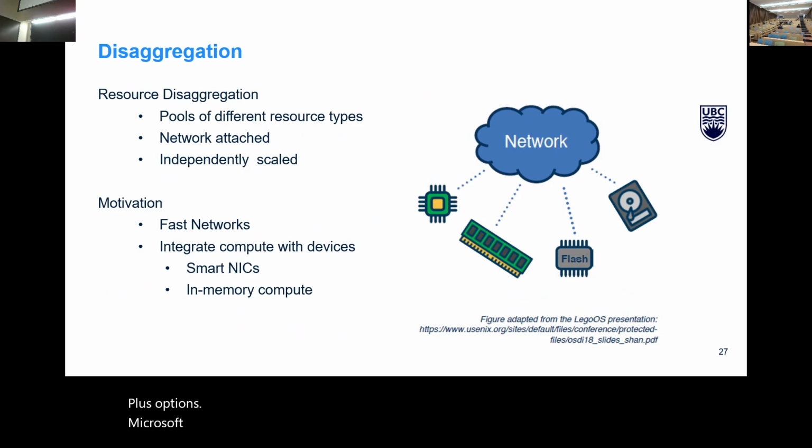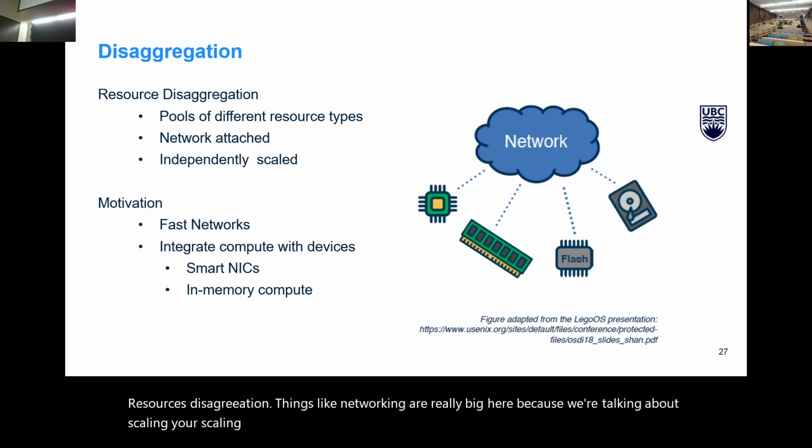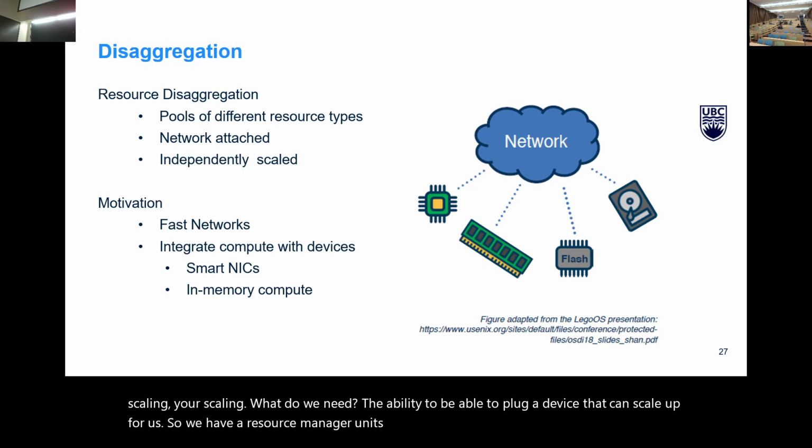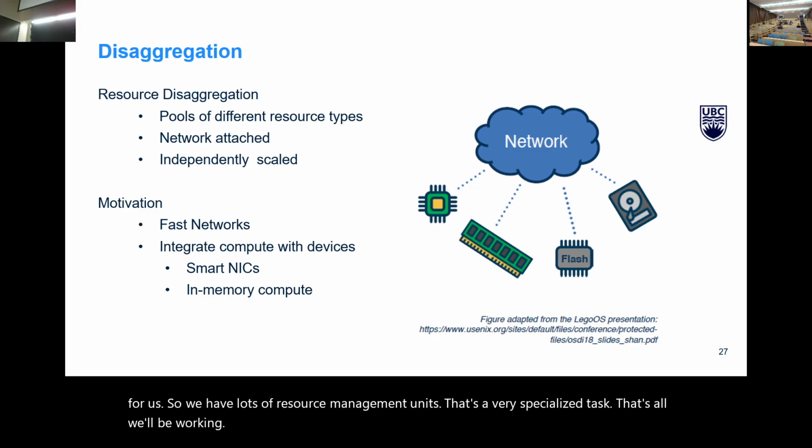Resource disaggregation, things like networking, are really big here because we were talking about scaling and scale units. And what do we need? We need the ability to plug a device in that can scale up for us. So we have these resource management units. Well, that's a very specialized task. That's all networking. You need a little bit of memory. You need a lot of high-speed network ports.